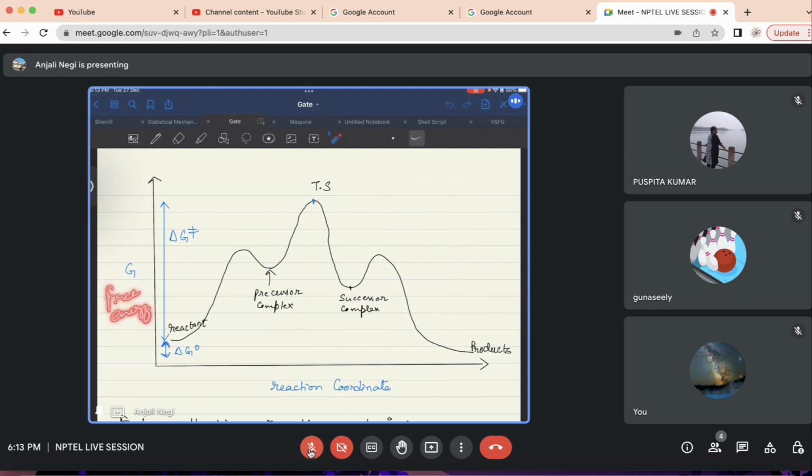Okay, so this is my free energy with respect to reaction coordinate. This plot goes from reactant to product, and we know that we form a precursor complex in between, and there is a transition state, that is the electron transfer, and after that we get a successor complex, and finally we get a product. These are some barriers that my reaction has to cross to reach the product.